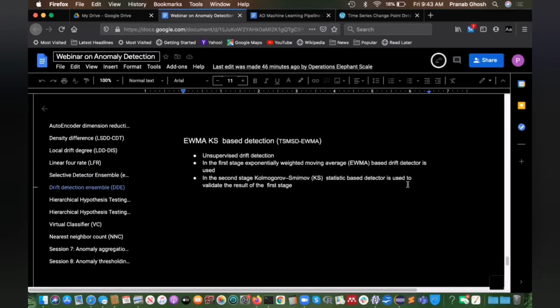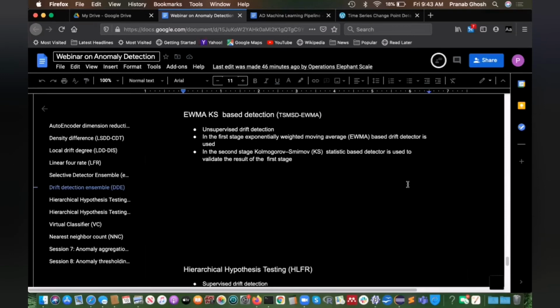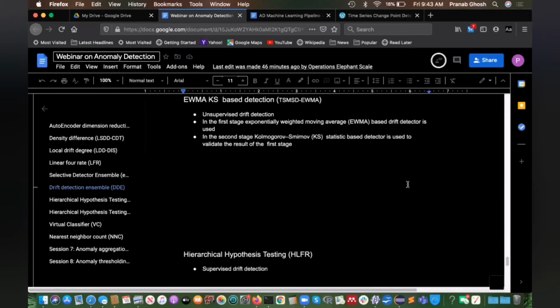So the next set of algorithms are called hierarchical, because what we went through before was based on ensembles. The next few algorithms are hierarchical or staged. For example, there is a first stage, which in this case does exponentially weighted moving average based drift detection. Then the second stage is for validation. Only if the first one detects drift, the second stage will trigger and do KS statistic based drift detection. Only when it passes through both stages is drift recognized.